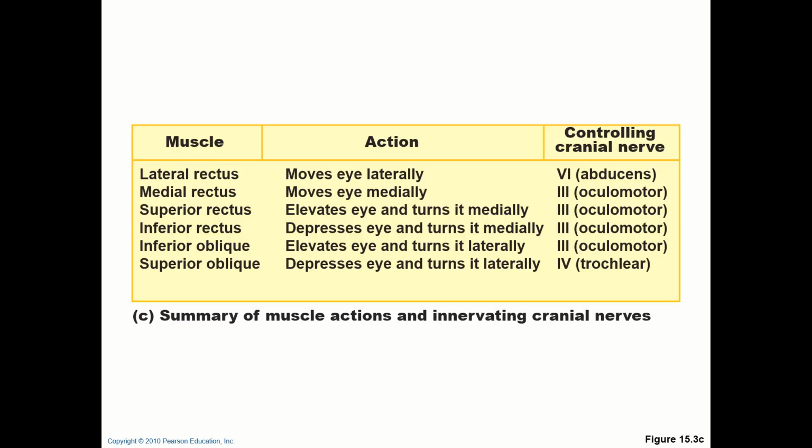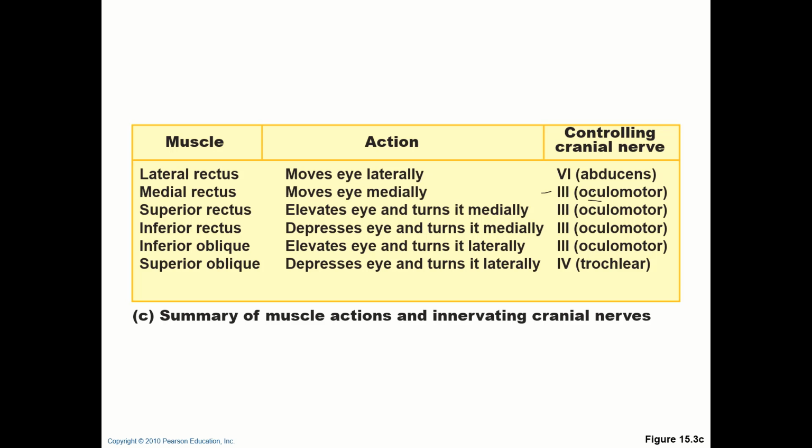Now, these muscles are controlled by three cranial nerves. What are those 3 cranial nerves? The main one is oculomotor, cranial nerve number 3. Its name is telling you: oculo means eye, and motor is movement. So oculomotor is the cranial nerve that helps to move the eye.